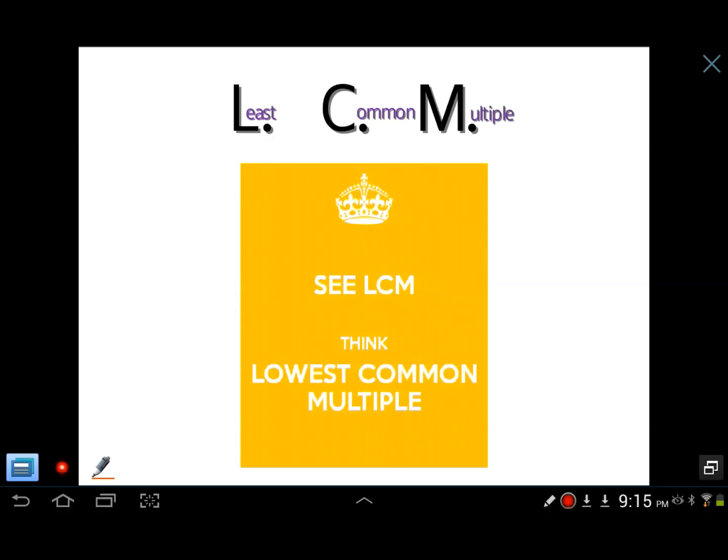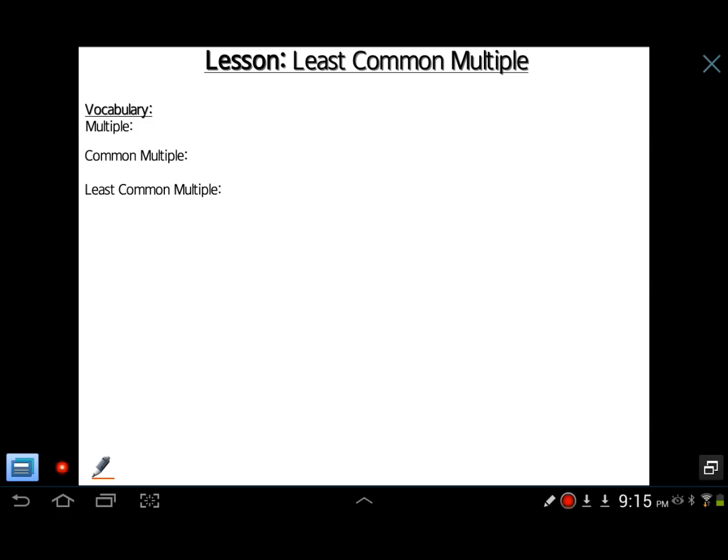Least common multiple is your next lesson here. Let's go ahead and get started. We have a few vocab terms that we need to go over, one of which is multiples. What is a multiple? The product of a number and another whole number.